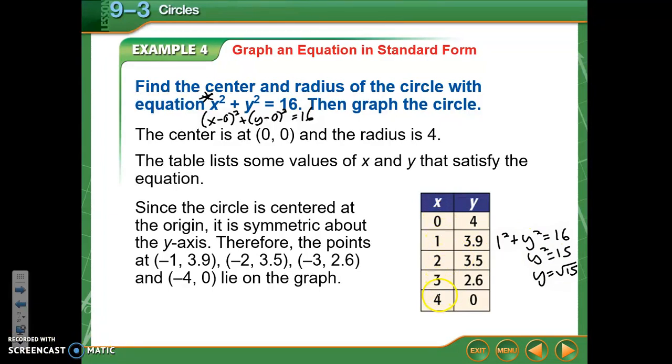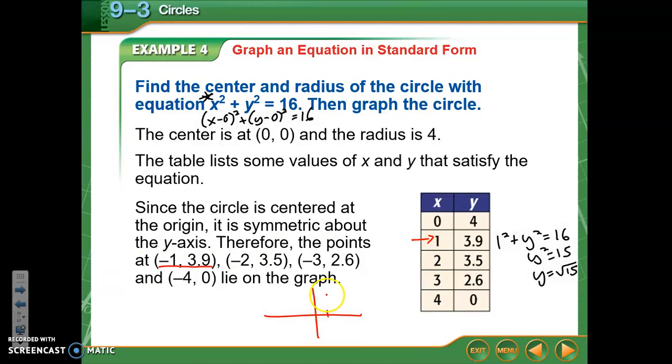And so on. So these are a bunch of coordinates that are on my circle. The circle is centered at the origin. Its center is 0, 0, so it's going to be symmetrical over the y-axis. So that means that if the point 1, 3.9 is there, then the point negative 1, 3.9 is there. It helps sometimes to draw it out.